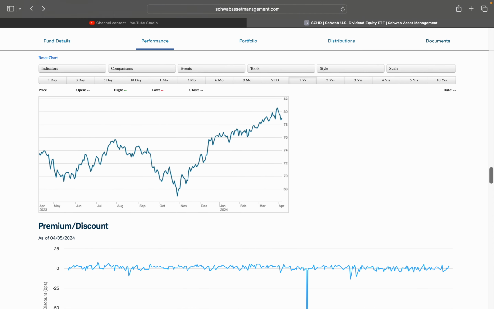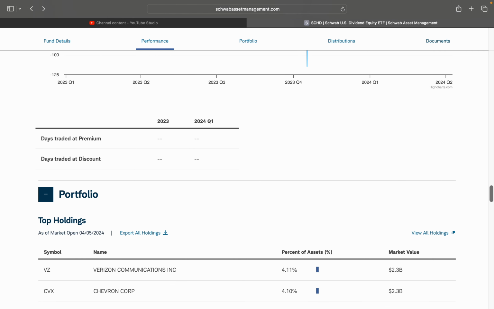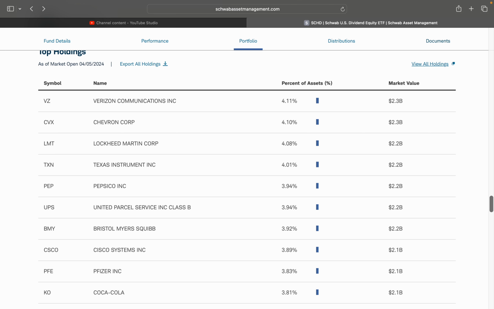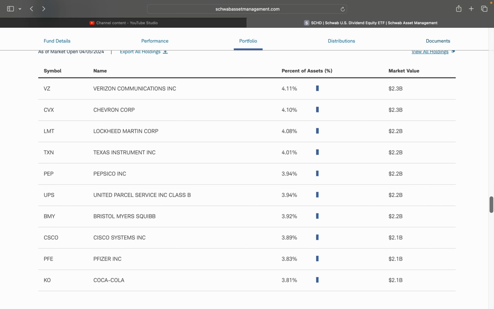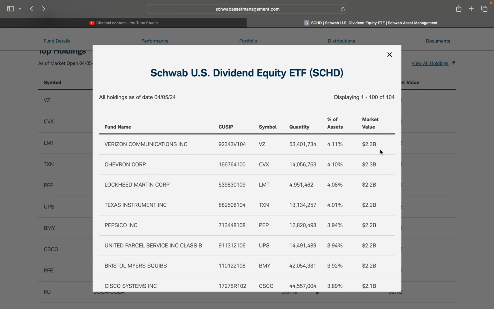All right, here there's a graph on price performance. Okay, now let's look at the top holdings as of April 5th, 2024. Our top holdings are Verizon, Chevron, Lockheed Martin, Texas Instruments, PepsiCo, UPS, Bristol Myers Squibb, Cisco Systems, Pfizer, Coca-Cola, and let's look at all the holdings. So click on View All Holdings.